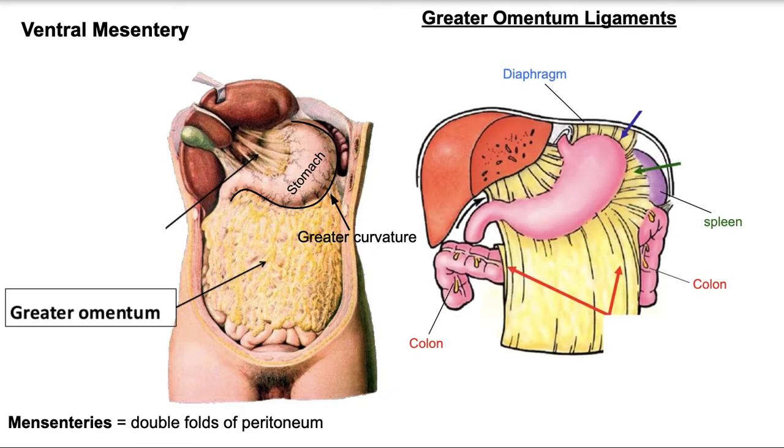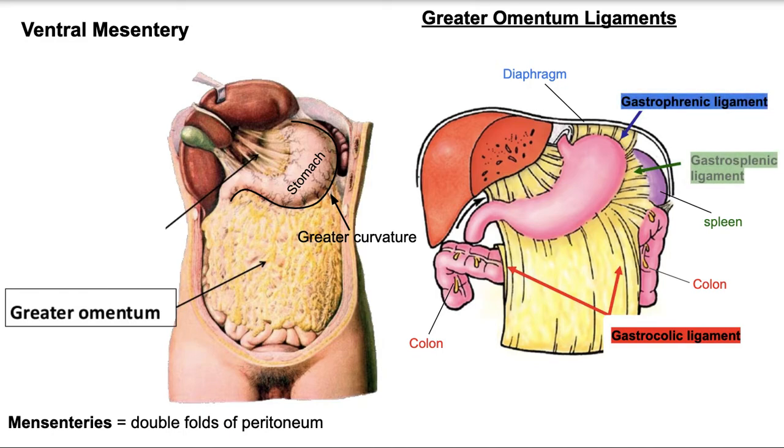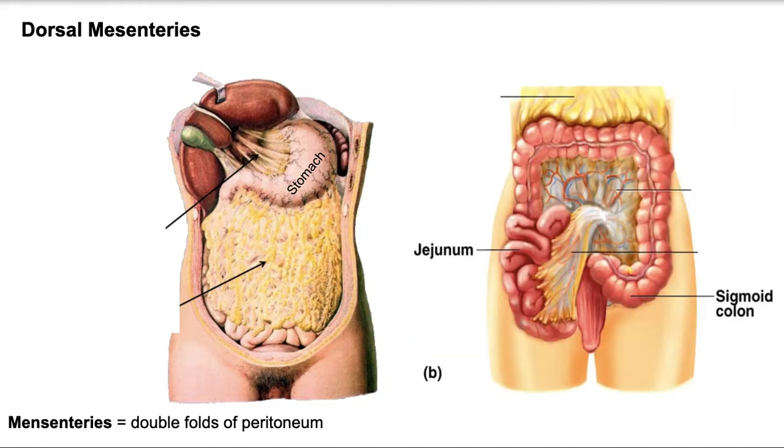The greater omentum contains three ligaments. The gastrocolic ligament connects the greater curvature and the transverse colon. The gastrophrenic ligament connects the greater curvature and the diaphragm, and the gastrosplenic ligament connects the greater curvature and the spleen. All dorsal mesenteries are posterior to the ventral mesentery.